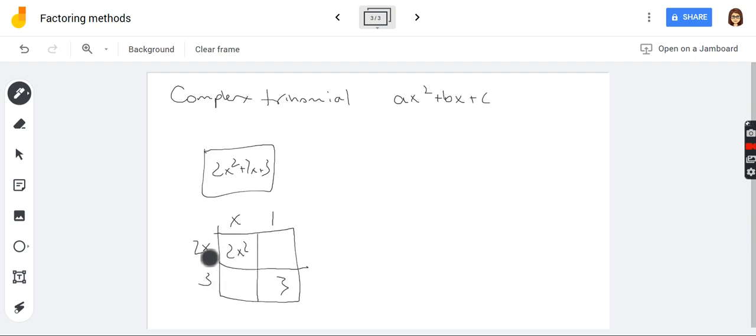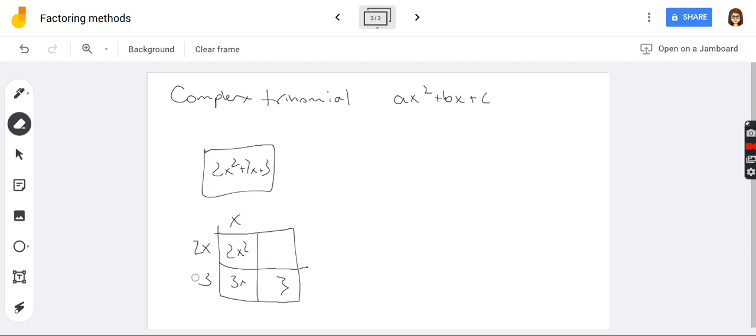All right, so let's check. 2x times 1 is 2x. 3 times x is 3x. Add it all up, make sure it adds up to the original. And it doesn't add up to the original, right? It adds up to a 5x instead of a 7x. So I'm going to fix that and see what else I can do.